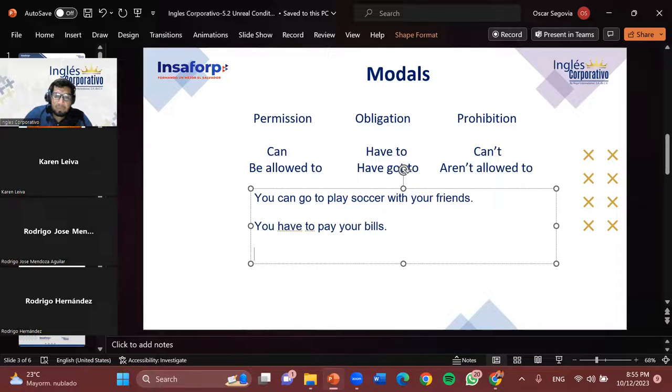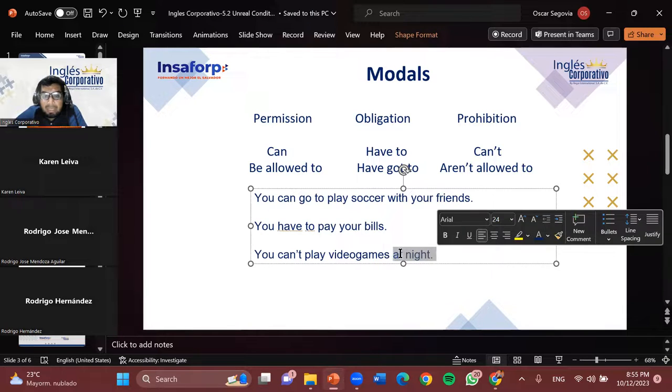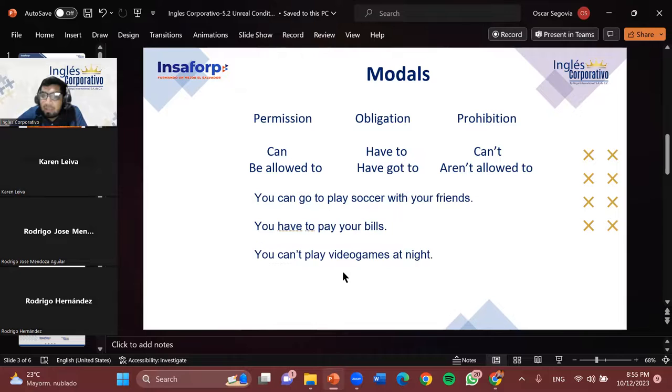You can't play video games at night. Good. Muy bien. Y aquí esta palabrita, esto del final, nos deja claro que esta es una regla de prohibición. Porque el problema es la palabra can, el verbo can. Si yo digo, you can't play video games, puede sonar como si simplemente estoy negando la habilidad de esta persona para desarrollar esta otra actividad.